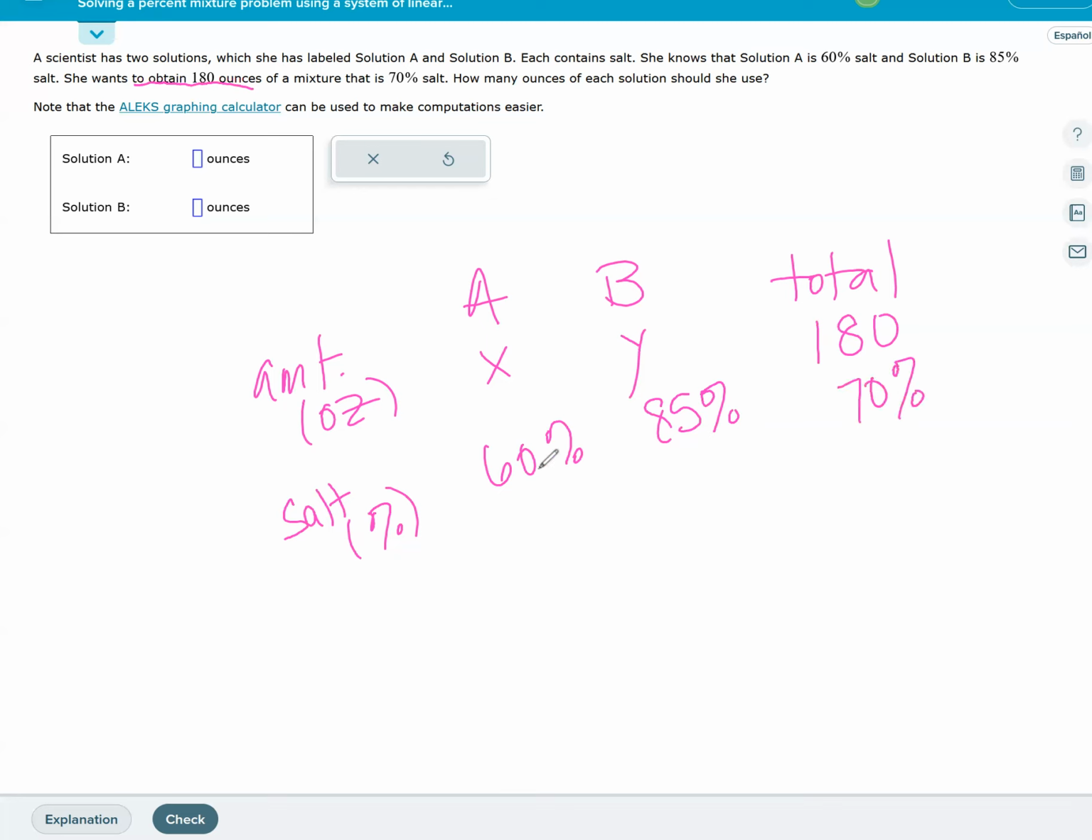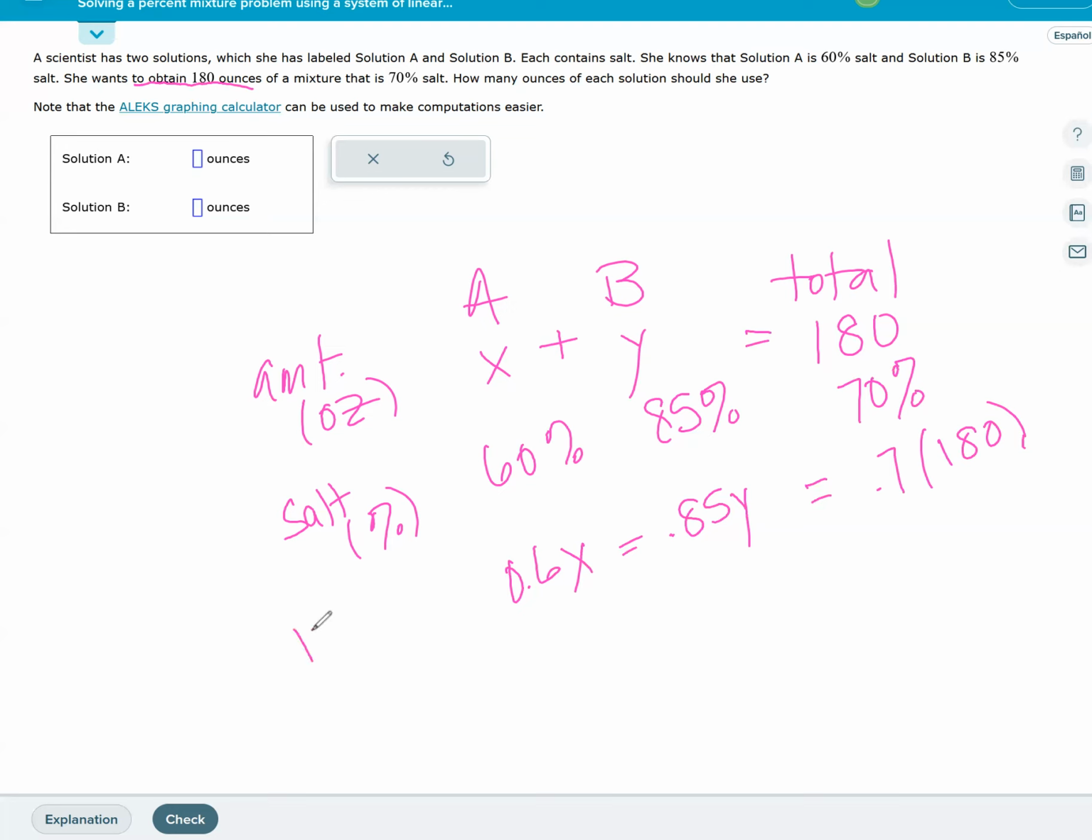So if we take 60% of the number of ounces, we can write that as 0.6x, and 85% of Y ounces is 0.85y, and that equals 0.7 times the total amount. So 70% of 180 ounces is salt solution. So what we have here is two equations. We're adding the amount of A to B to get 180 ounces, and then we're adding the percentage of salt. So we now have two equations with two unknowns.